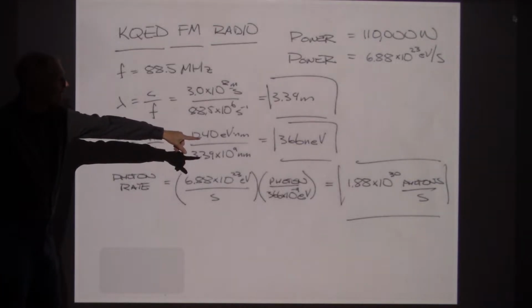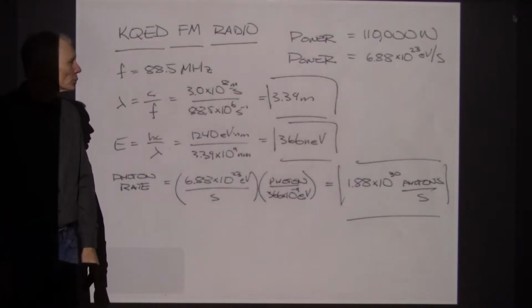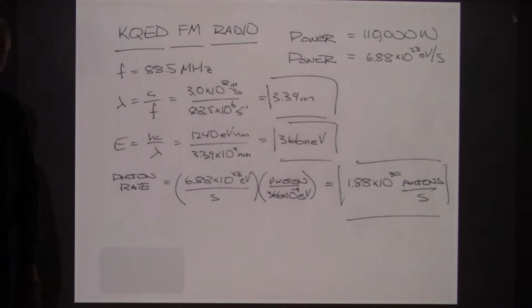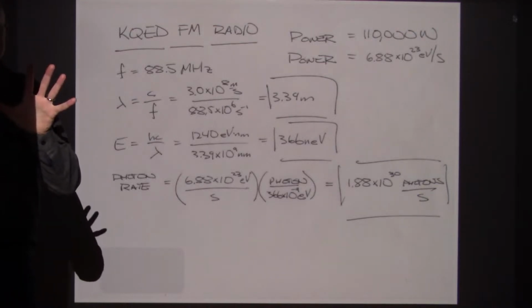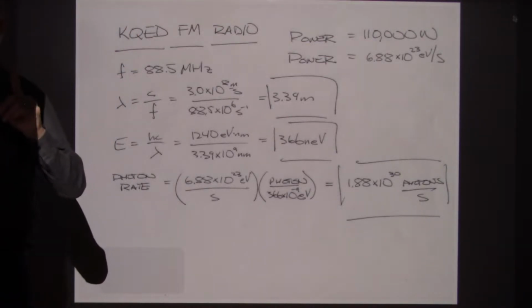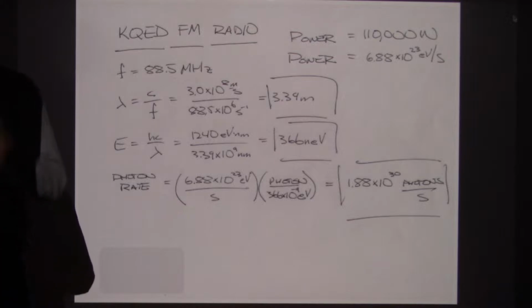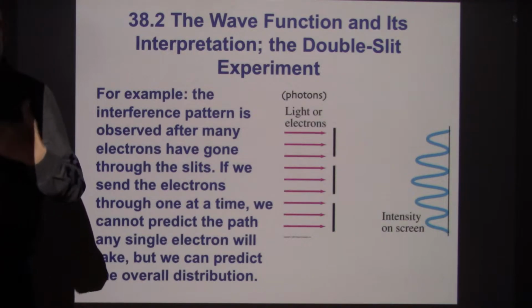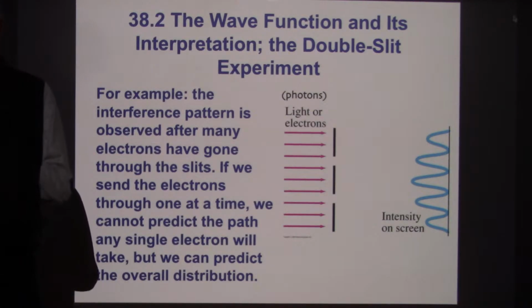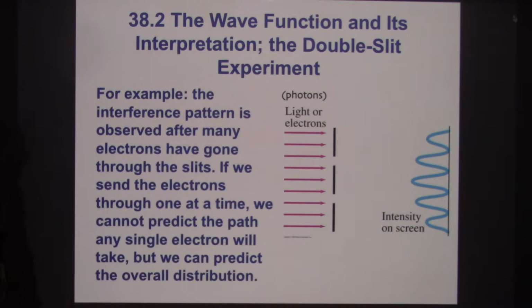KQED is radiating 2 times 10 to the 30th photons per second. That's a really big number of photons that they're radiating. That's enough photons that you can put your radio antenna almost anywhere within a 50 kilometer range, 100 kilometer range, and you can pick up enough photons to reconstruct the sounds that were generated in that radio station.